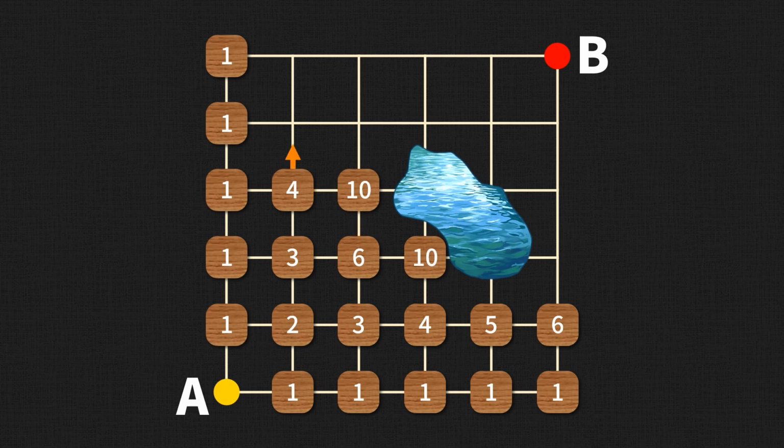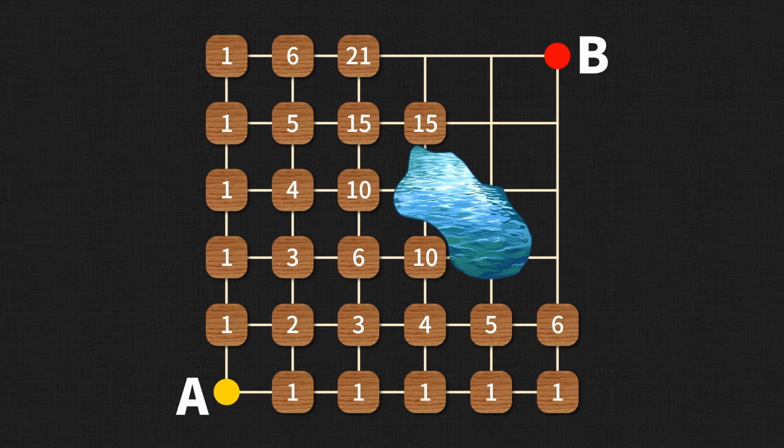And the next row, 4 plus 1 is 5, 5 plus 1 is 6, and 10 plus 5 is 15. 15 plus 6 is 21. And here, it should be just 15, because there's no path coming from downside. And the next spot upward here is 15 plus 21 is 36. Same again, this spot here should be 15 too. And 15 plus 36 is 51.